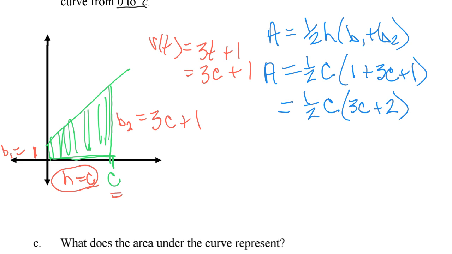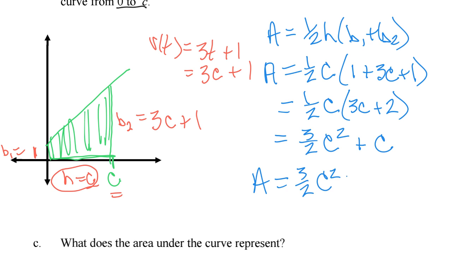And let's distribute the 1/2 c. So this is going to be 1/2 c times 3c is 3/2 c squared. 1/2 c times 2 is going to be just c. Half of 2 is 1, and c times 1 is c. So the area is 3/2 c squared plus c, and I believe we're still in feet.